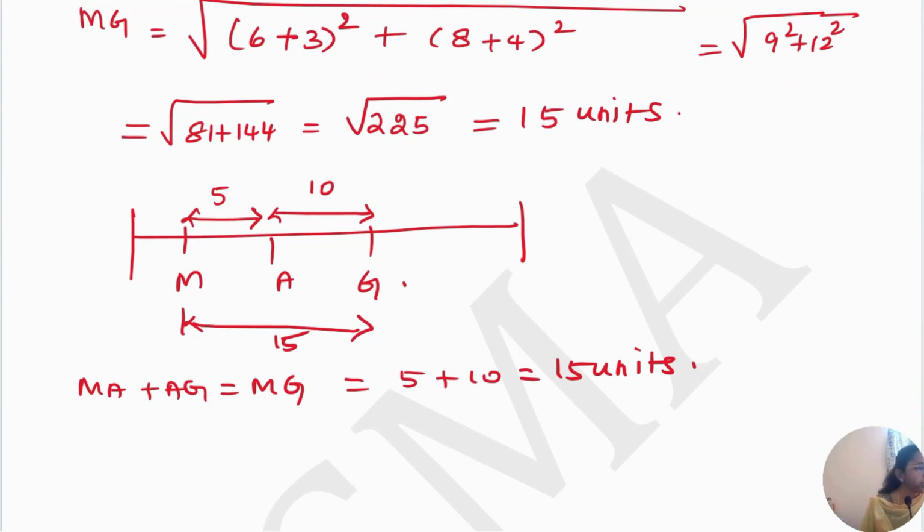So since the sum of the two distances MA and AG is equal to the third distance MG, you can conclude your answer as: the points M, A and G lie on the same straight line.